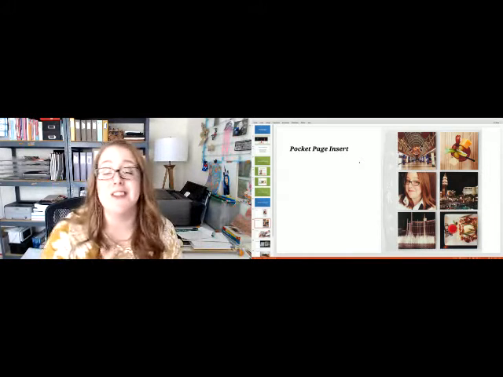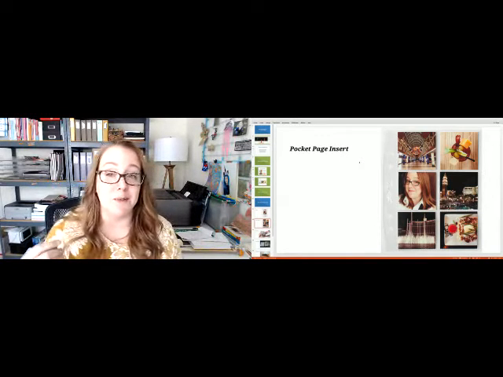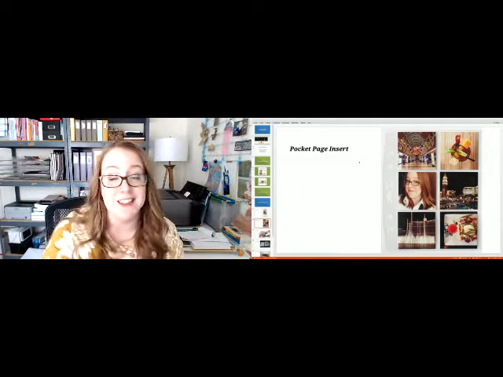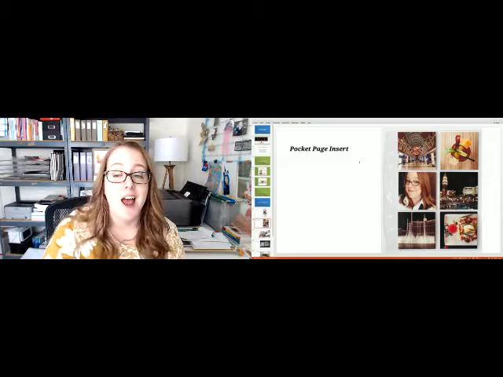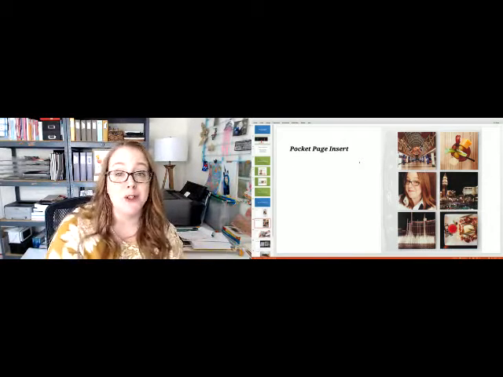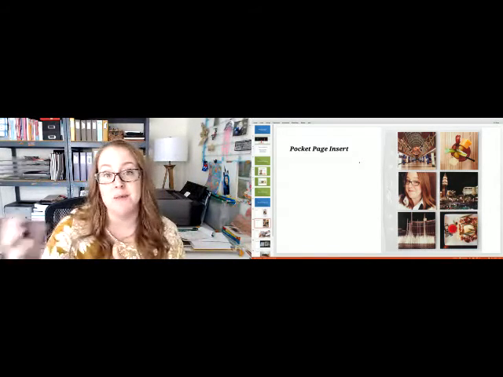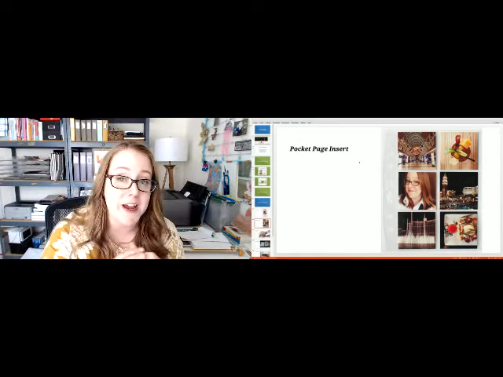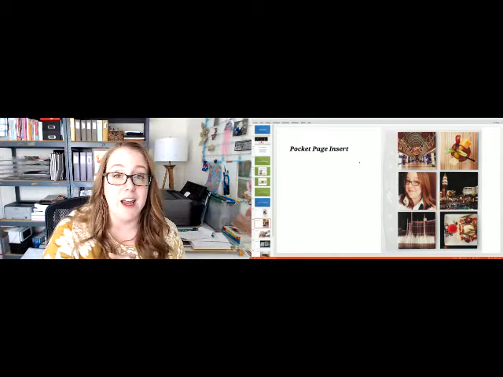Now your pocket pages can include lots of journaling, they can include products. This example here also doesn't include any scrapbook supplies. It's literally just photos. And so there's that range from ultra minimalist to more decorated, more complicated, but including an insert inside of your album is another way to bring a vacation into your annual album.